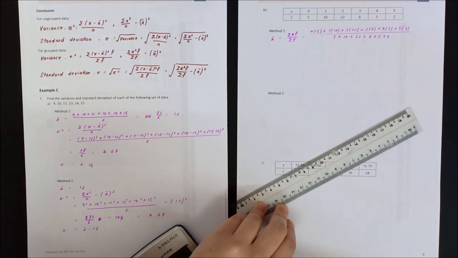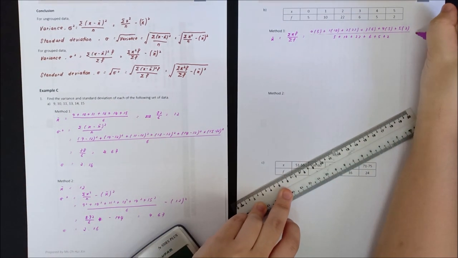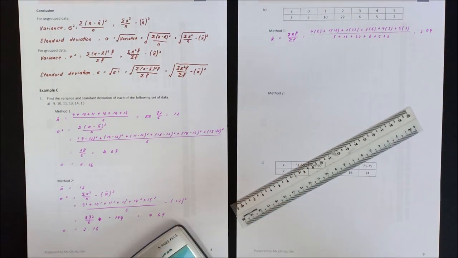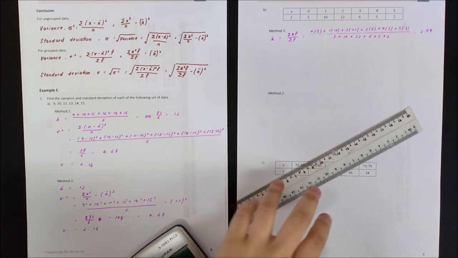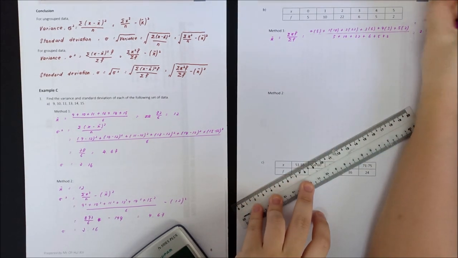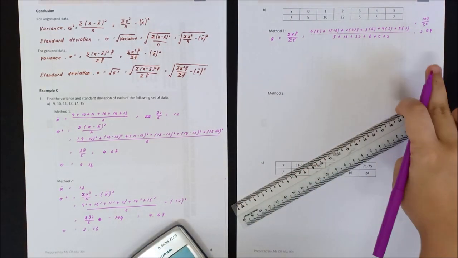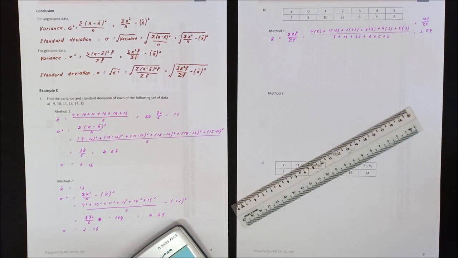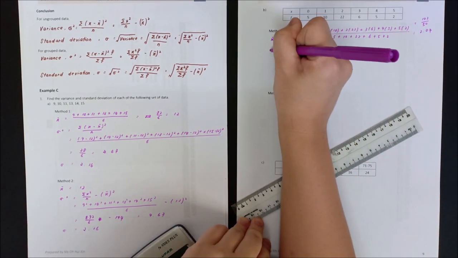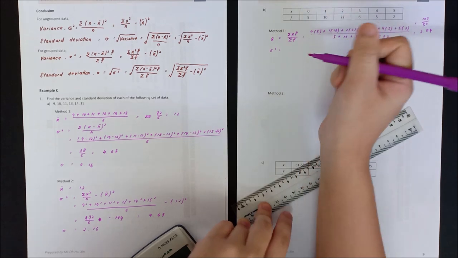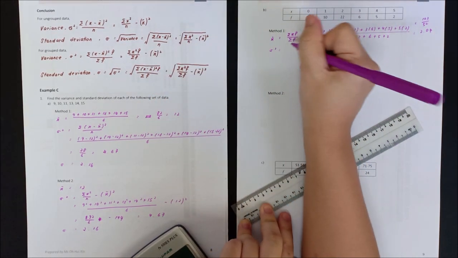Okay, so you should be getting a mean of 2.04. Alright, then after that, I'll write down the answer for you, in case you cannot get it, then you check which one is wrong. Okay, so after that, let's move on to the variance part. If you are using method 1, then you are using this one.